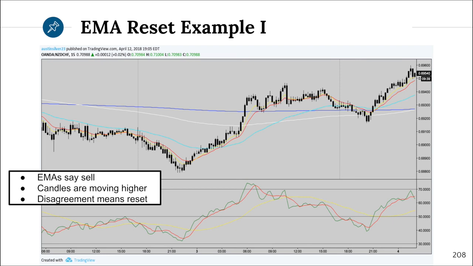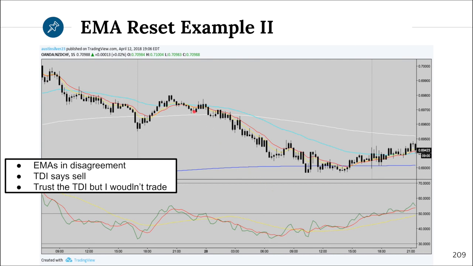Don't overcomplicate this. Read it and say, well, Austin's telling me we need the Liquid 50 and the TDI in the same zone for the majority of the day. Here, it moves into the buy zone, so we would then be looking to go long. However, it hits overbought right away, so we couldn't take it long anyway. So take it off the list.